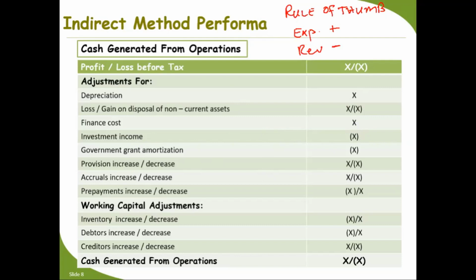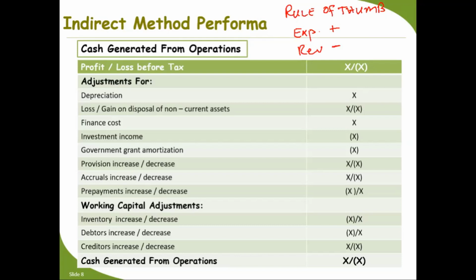But here, that investment income which is recorded on accrual basis, you are supposed to subtract. Like government grant amortization: how much grant you have received, that is separate, but the grant which you have recorded as your income is separate. So grant received will be considered somewhere else, but here what we will do, we will subtract the amount of grant which we have recognized as income.